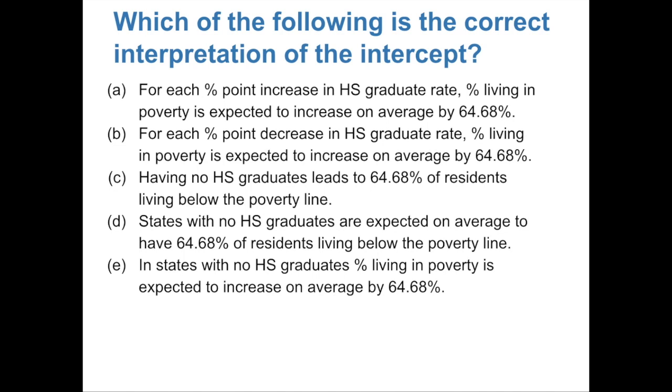So what does the interpretation of the y-intercept represent in the context of this problem? Take a moment to pause the video and choose either A, B, C, D, or E. Since our X value represents 0 high school graduates, states are expected on average to have 64.68% of their residents living below the poverty line.